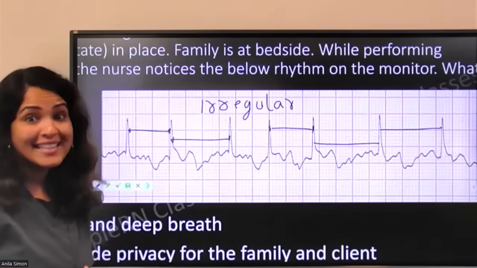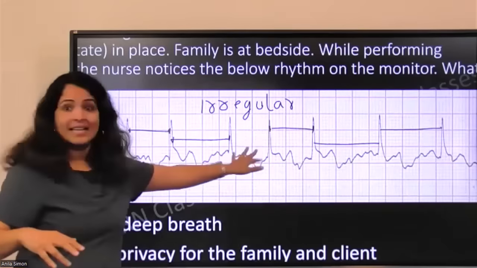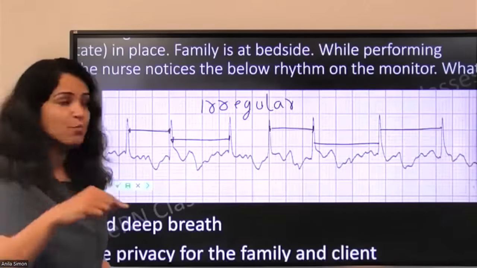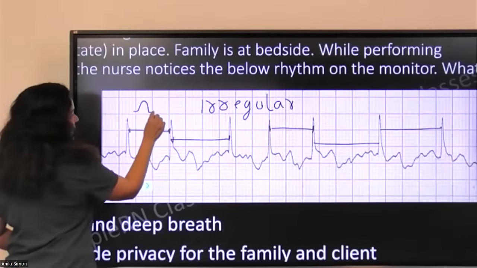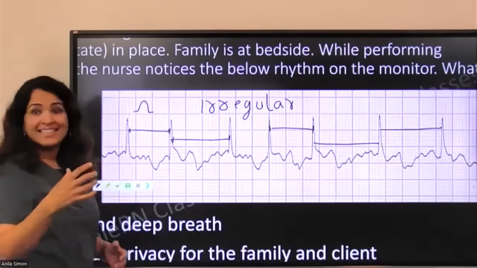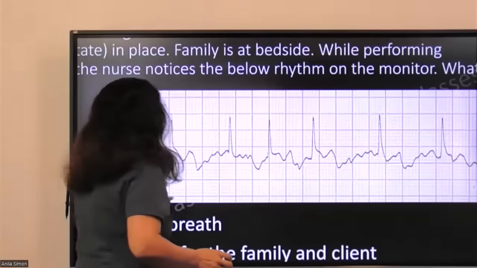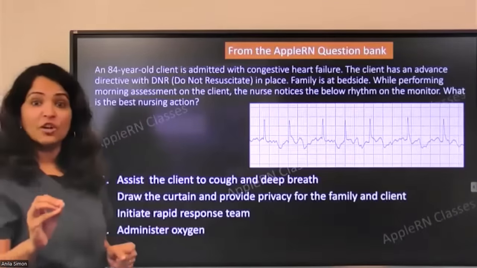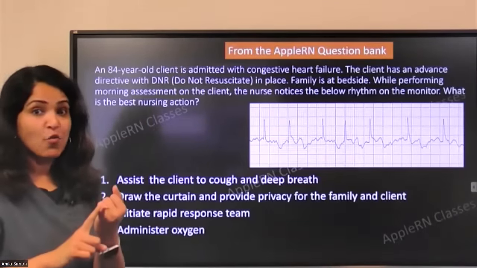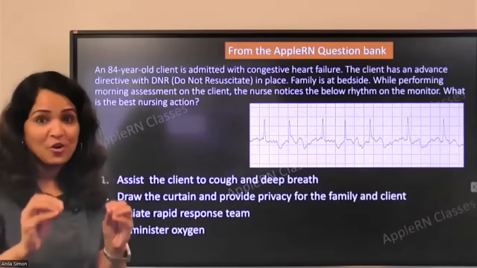I have told you about that: if it is an irregular ECG and you cannot really see the P wave, it's kind of fibrillating. There is no definite P wave where you can see, like the P wave should be like that, right? So we don't see that. So this is AFib, this is atrial fibrillation. Very good. So if this is atrial fibrillation, that was one part you have to figure out. Now we are applying that to the question.